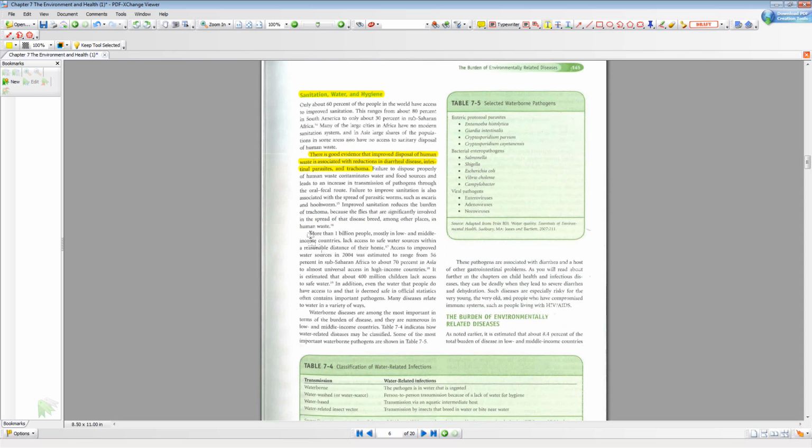Currently, more than 1 billion people, mostly again in the low and middle income countries, lack access to safe water sources within a reasonable distance of their home. I don't know about you, but I've been in other countries where I've seen individuals carry water on their head and where they've had to walk many miles just to have access to that water. And we can also see that 400 million children lack access to safe water. So again, that's important when we think about the fact that 88% of diarrheal diseases are related to unsafe water.